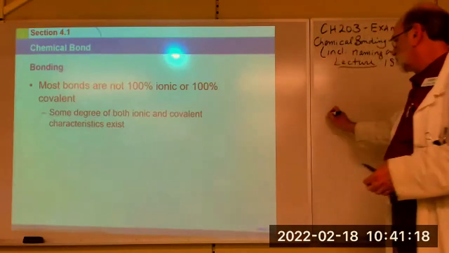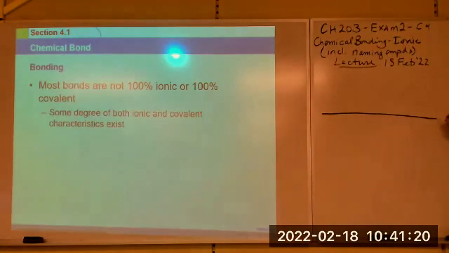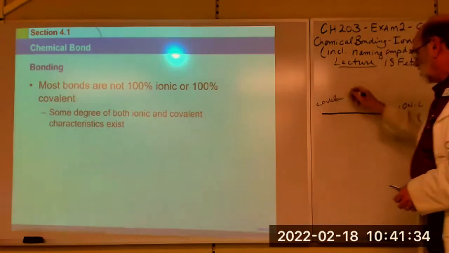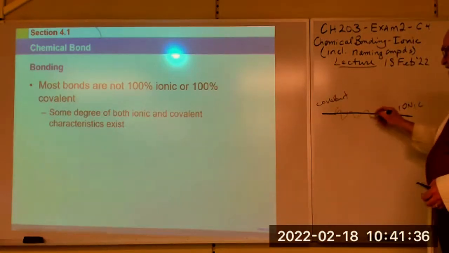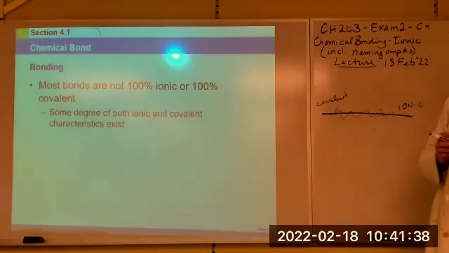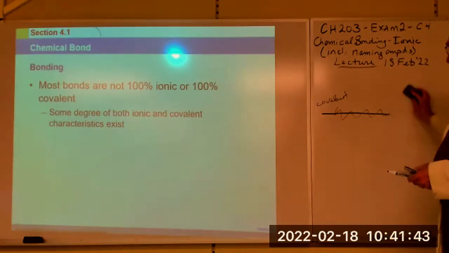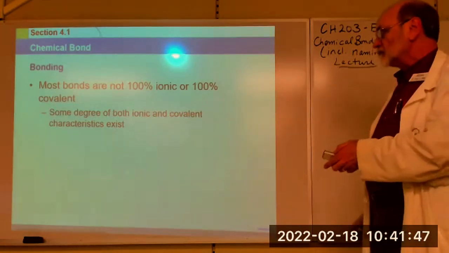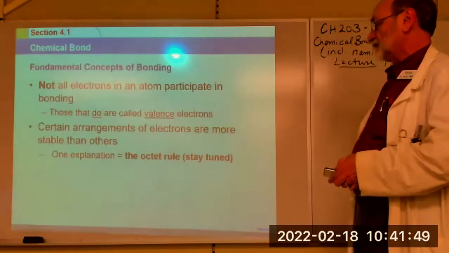You can think of it as a line: over here, this is completely ionic, and this is completely covalent. And most activity occurs between the two in terms of bonding. And there's a way to express that mathematically, but that's beyond the scope of this course. Okay.